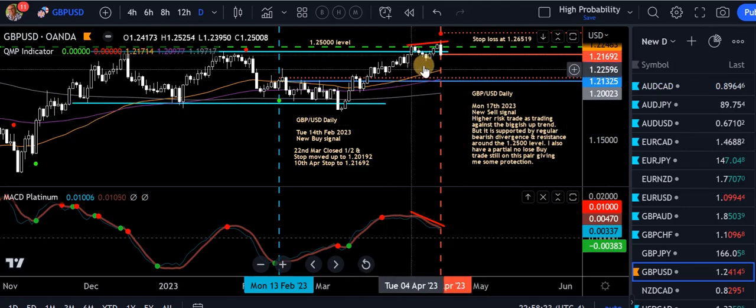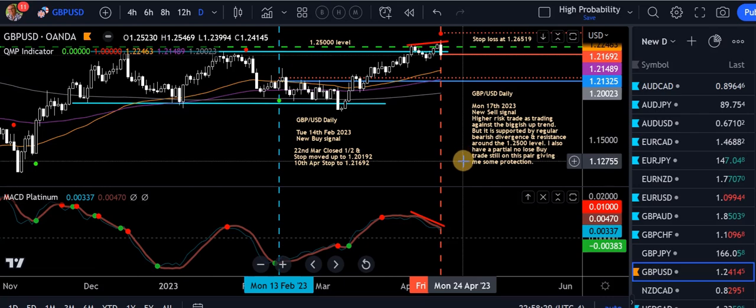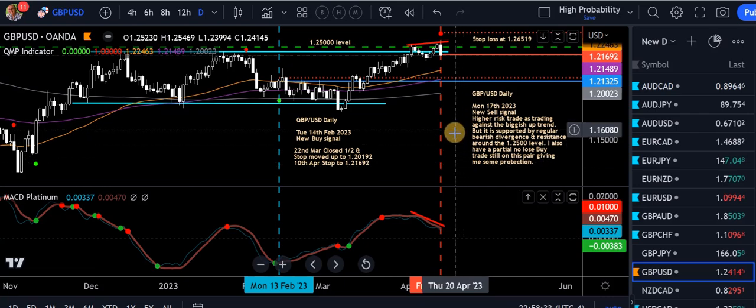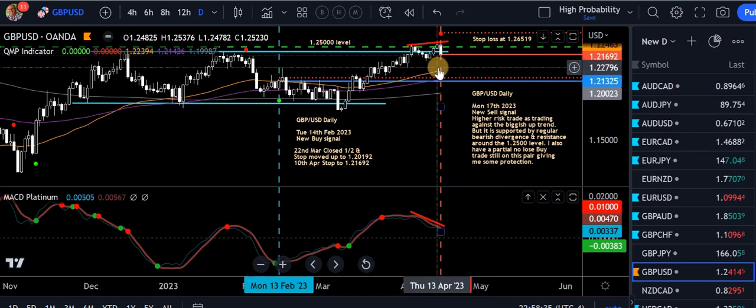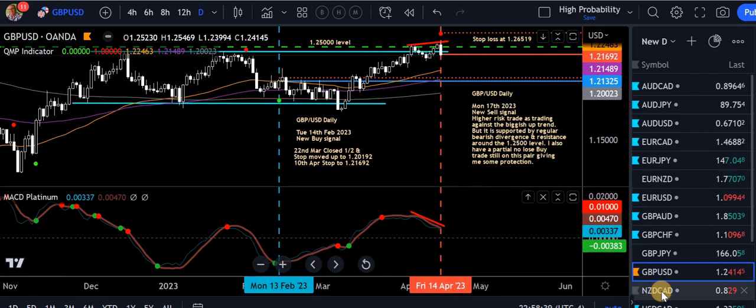High risk trade, trading against the trend. You can read the notes. Supported by regular bearish divergence, resistance around the 1.25. Exactly what I said. Also have a partial no lose buy on, giving it some protection. So it's very well protected. You sell trade Pound USD on Monday. That's a gimme for me.